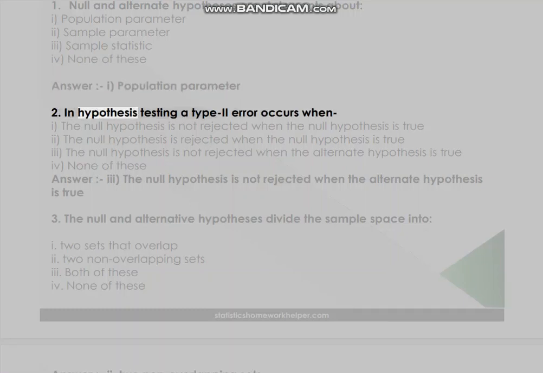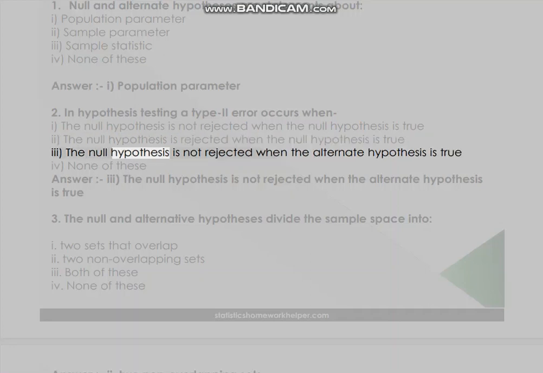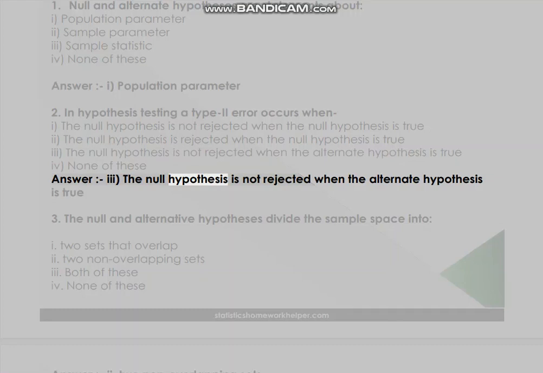2. In hypothesis testing, a type 2 error occurs when: 1. The null hypothesis is not rejected when the null hypothesis is true. 2. The null hypothesis is rejected when the null hypothesis is true. 3. The null hypothesis is not rejected when the alternate hypothesis is true. 4. None of these. Answer: 3. The null hypothesis is not rejected when the alternate hypothesis is true.